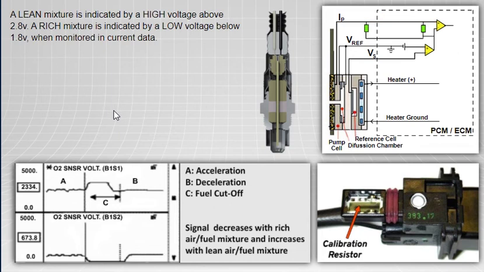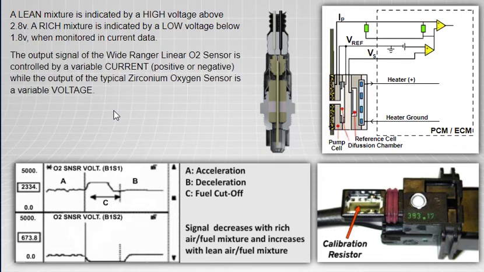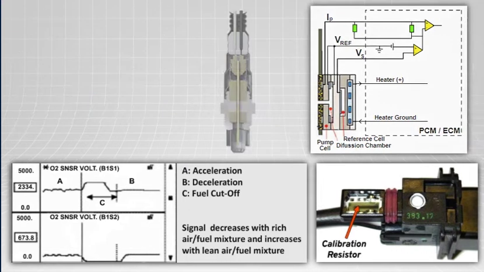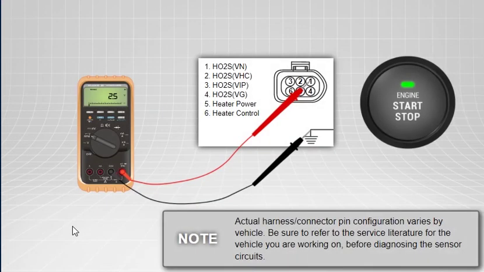A rich mixture is indicated by a low voltage below 1.8 volts when monitored in current data. The output signal of the wide-ranger linear O2 sensor is controlled by a variable current, positive or negative, while the output of the typical zirconium oxygen sensor is a variable voltage. The PCM constantly monitors the linear O2 sensor and increases or decreases the fuel injection duration based on this signal. Always check the service manual to determine expected voltage on a given circuit.